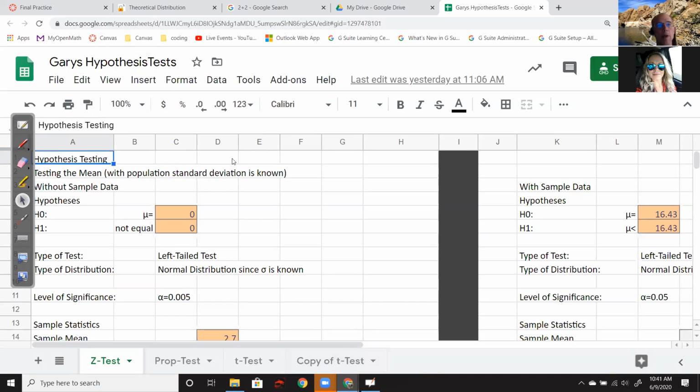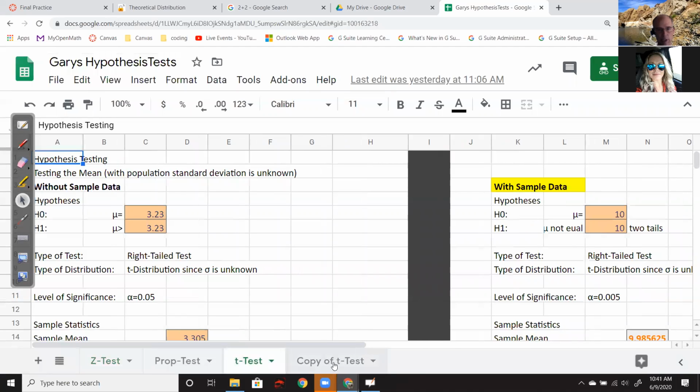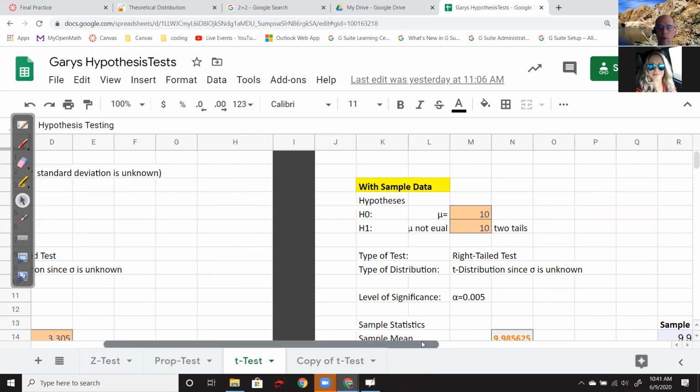Okay, so once I get my hypothesis test sheet open, I want to choose the right tab, and I'm doing a t-test. Mine has an extra tab because I was messing around. And then the question was, were we given the sample data or not? So this first side of the sheet says without sample data, and the right side says with sample data. So I'm going to scroll over to the right of the t-test tab and enter my information.